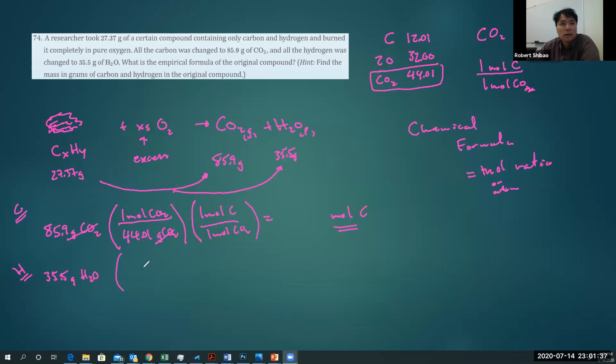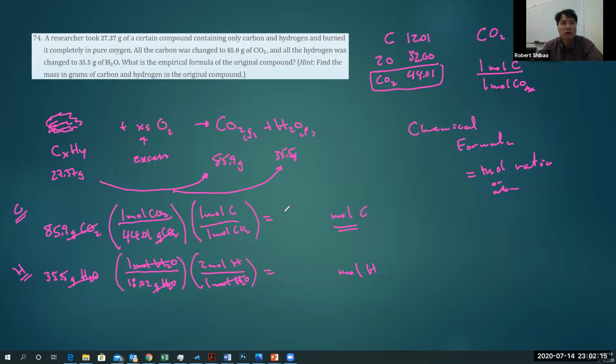Okay, sorry about that. All right, so here I got 35.5 grams of water, and I calculated the molar mass of water earlier. 1 mole of water weighs 18.02 grams. And so the grams of water cancels here. And then I have 2 moles of hydrogen atoms for every 1 mole of water molecules. And so the moles of water cancels here, and that leaves me with moles of hydrogen. And so what I want to do is get a mole ratio, and that's going to be my formula. A chemical formula is a mole ratio or atom ratio.